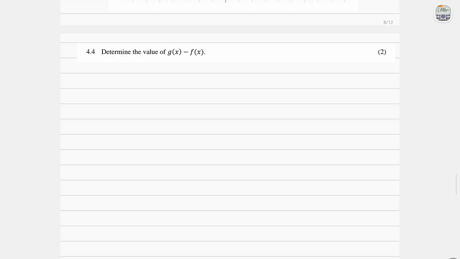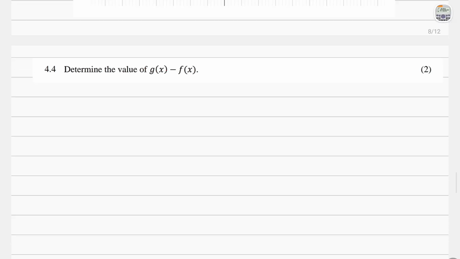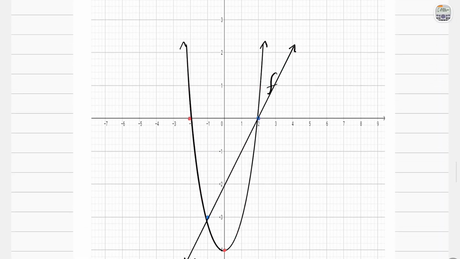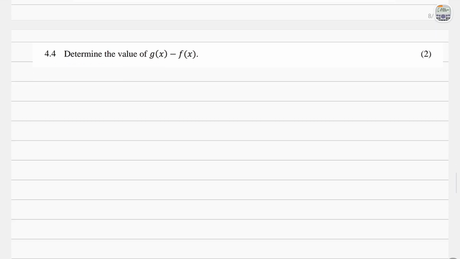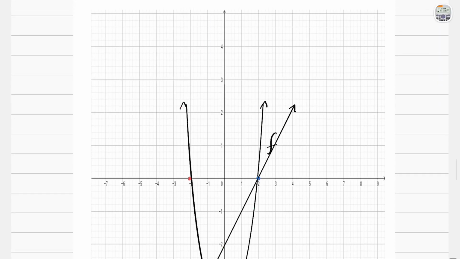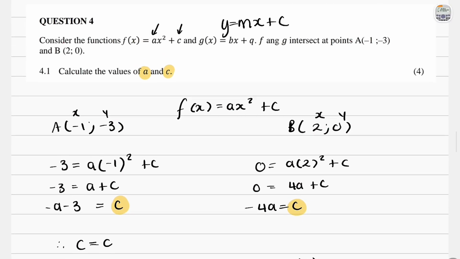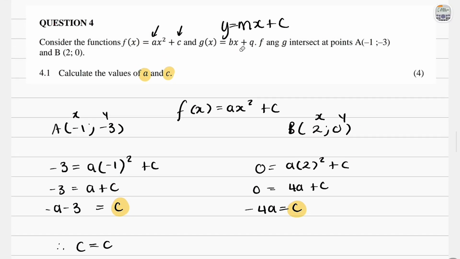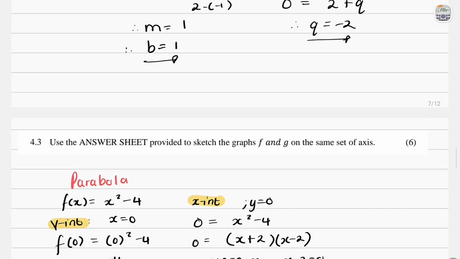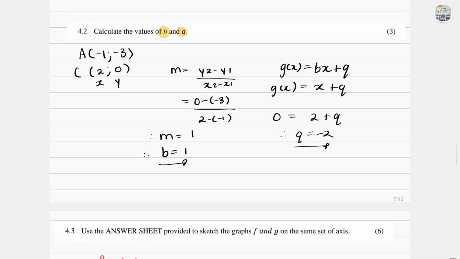Question 4.4 says, determine the value of g of x minus f of x. Well, we can't really find the value because they didn't say at what x value we need to find this. So you can just take g of x and say minus f of x. If it simplifies to something, then there you have that. So let's take g of x, which we know is 1x, and then that q was a -4, so g of x is x minus 2.